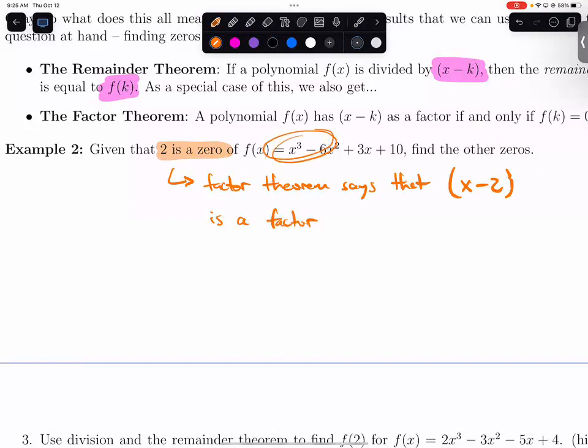If I take a thing that's cubic, that's degree 3, and I take out a linear factor, what's going to be left? 3 minus 1. So you're going to be left with a quadratic thing, and we know how to do those all the time, right? So what we're looking for are the zeros of this, or the solutions to this equation, right? That's what we're trying to do. Find the other zeros. We're trying to solve this.